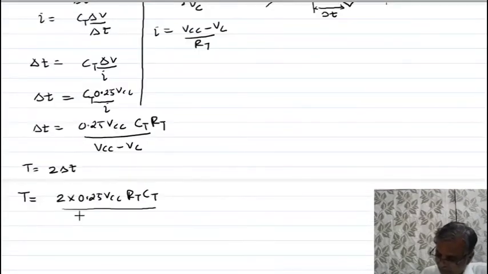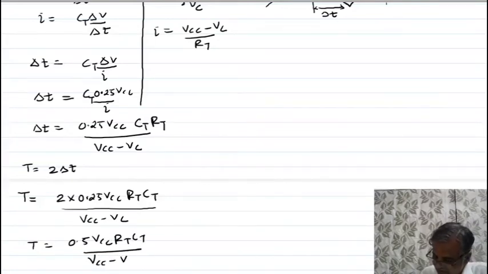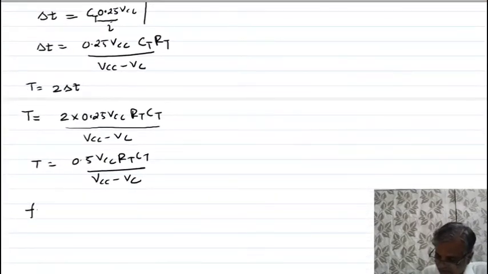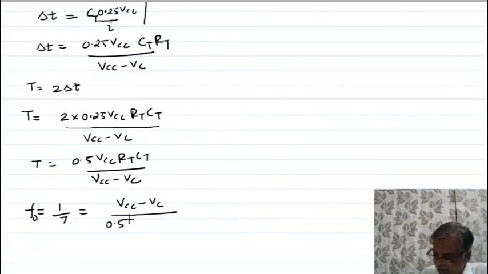So upon VCC minus VC, I can write T is equal to 0.5 VCC into RT CT upon VCC minus VC. So frequency F is equal to 1 upon T. I can write this as VCC minus VC upon 0.5 VCC RT into CT. This is another way of writing it.